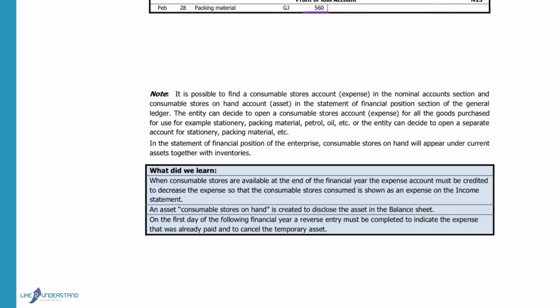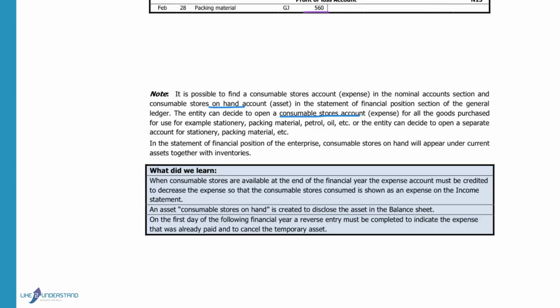The entity can decide to put all their consumable stores together. So instead of opening a separate account for packing material, stationery, petrol, oil, they open one account for consumable stores and they show all the expenses for consumable stores in this one account. So this account is then their expense account. As soon as you see consumable stores on hand, that is the asset account. So that means that is the asset that was left over at the end of the year.